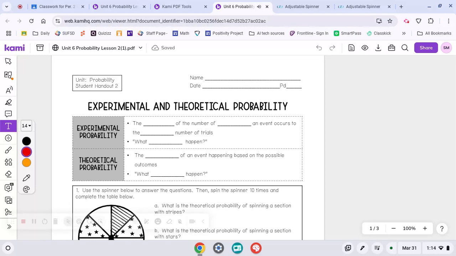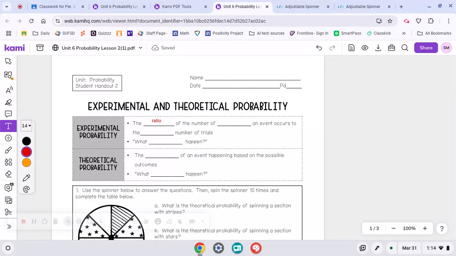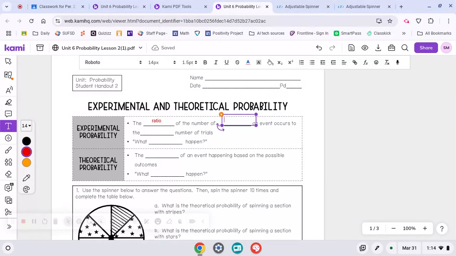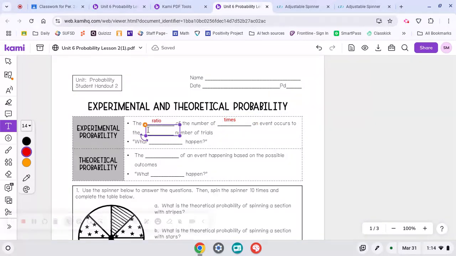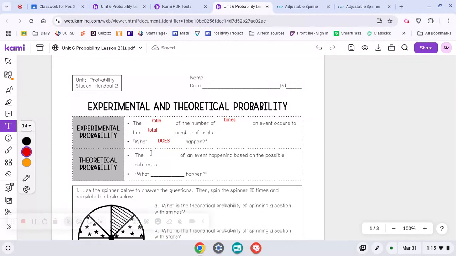Today's lesson is on experimental and theoretical probability. Experimental probability is the ratio or fraction of the number of times that an event occurs to the total number of trials that happen. So in experimental probability, you are going to do an actual experiment yourself. We are finding probability for what does happen.